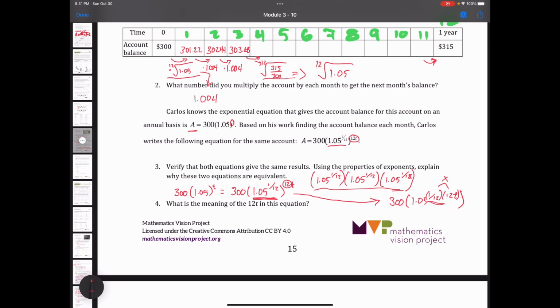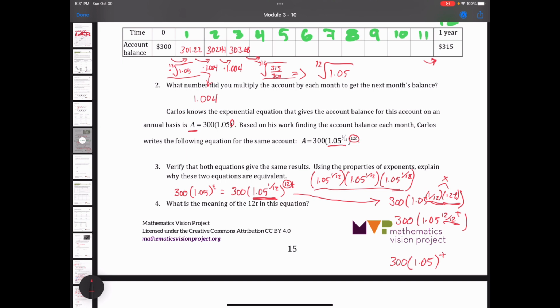And just because multiplication is repeated addition, right? So when we multiply those two things together, we've got 300 times 1.05 to the 12 over 12t, and that is just the same as 1.05 raised to the t, because 12 over 12 is just 1. So it's 300 times 1.05 to the t power. So that's how we could verify that, just doing a little bit of multiplication up there, some repeated addition, right?